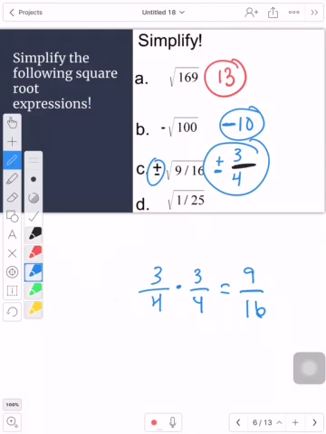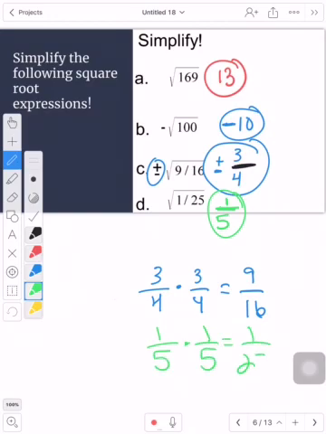Okay, and I want you to go ahead and pause the video and try letter D by yourself. Okay, so hopefully you were trying to figure out something times itself is 1, and the answer that you found was hopefully 1. And then for our denominator here, we're thinking, well, something times itself is 25, and so the answer would be 5. So 1/5 times 1/5 does in fact equal 1/25. So the square root of 1/25 is 1/5.